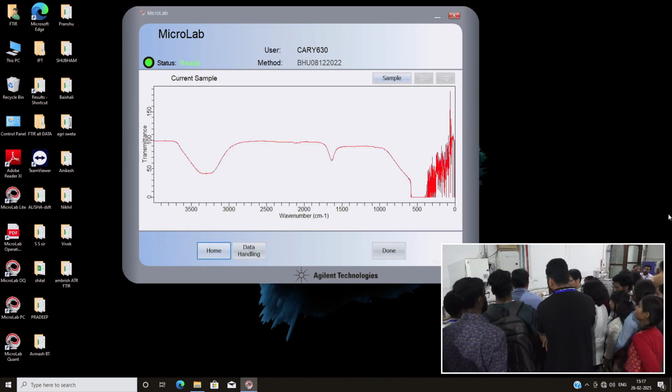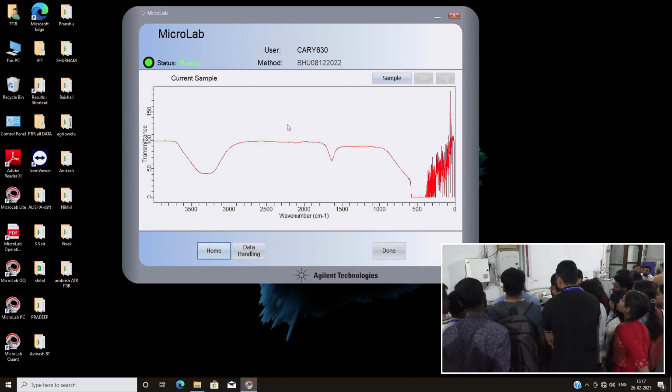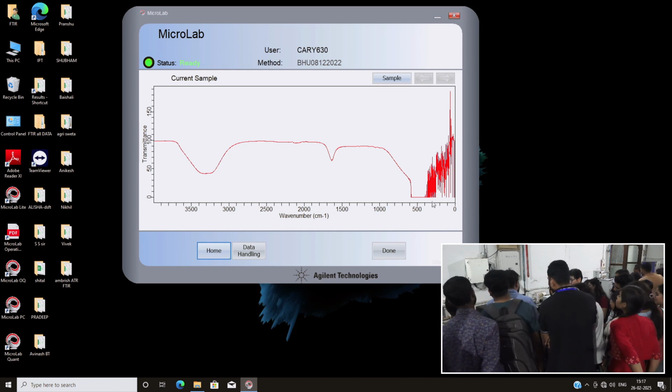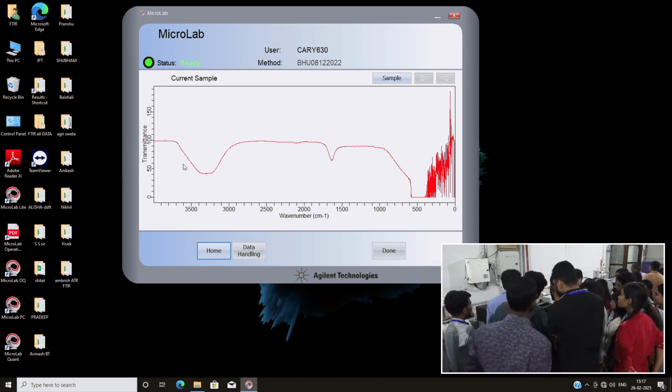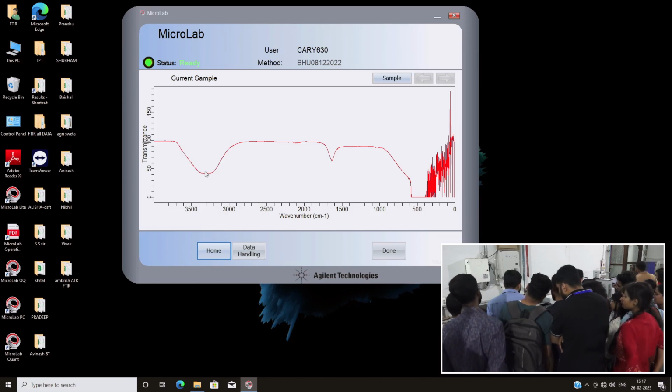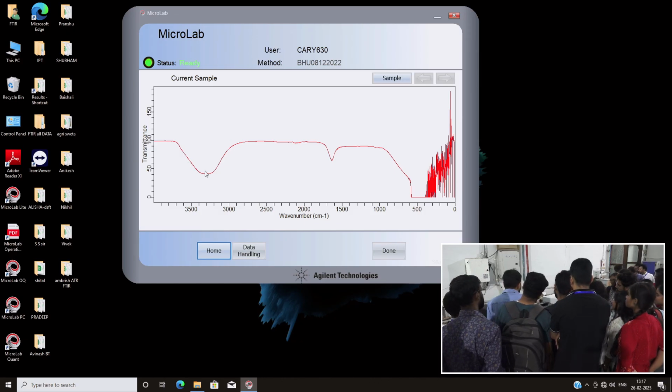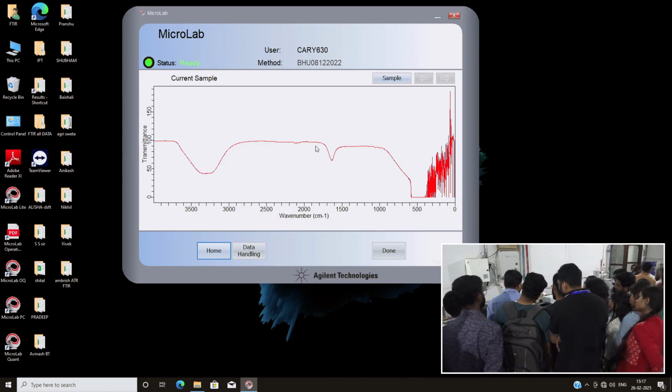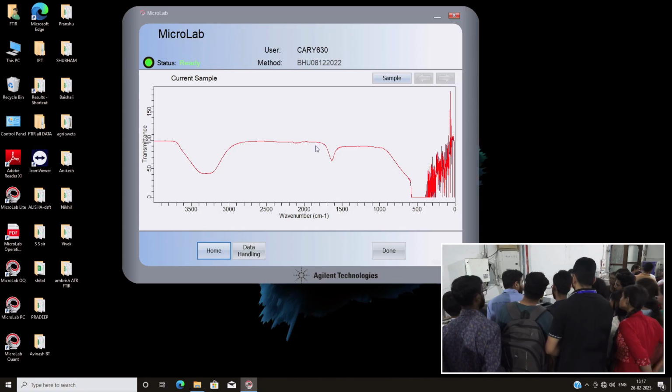Okay, you see, this is a result. So the region from 0 wave number to 4000 wave number is shown. And there are 2 peaks, OH symmetric stretching and anti-symmetric stretching. So it overlaps due to the high and strong hydrogen bonding effect. And this is OH bending band.